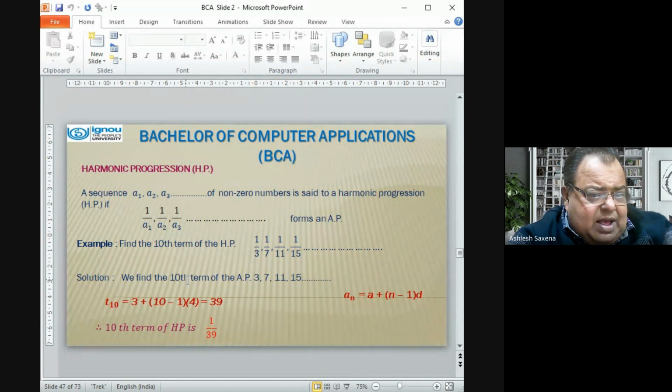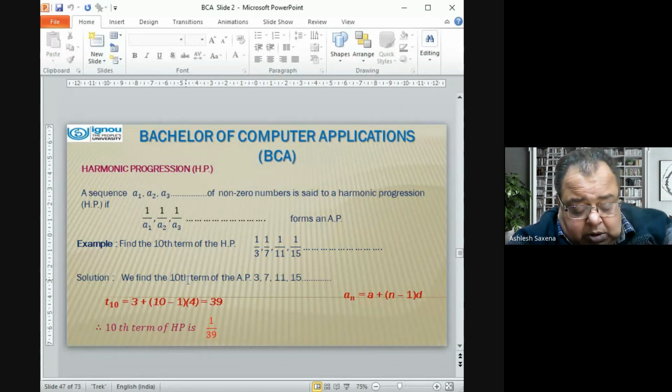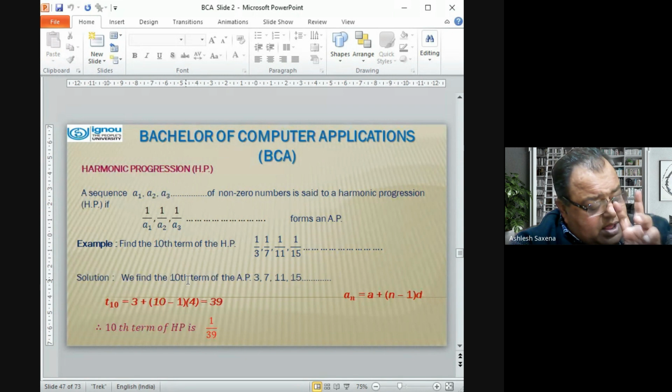Now I'm just moving forward to the problem, that is, you have to find the 10th term of the HP. Well, HP is 1 upon 3, 1 upon 7, 1 upon 11, 1 upon 15. If you see the denominators of this series, what will you see? 3, 7, 11, 15. They have one thing in common, that is the common difference. 7 minus 3 is 4, 11 minus 7 is 4, 15 minus 11 is 4. That means this is a harmonic progression.